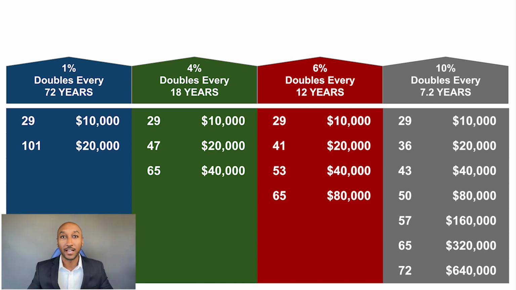Now, if we look at the gray area, you can see an example of the same person earning 10% on their money. 10 divided into 72 is 7.2. That means their money will double around every 7 years. So you can see that same $10,000 with more doubles would have grown to around $640,000 by age 72, which is a day and night difference.